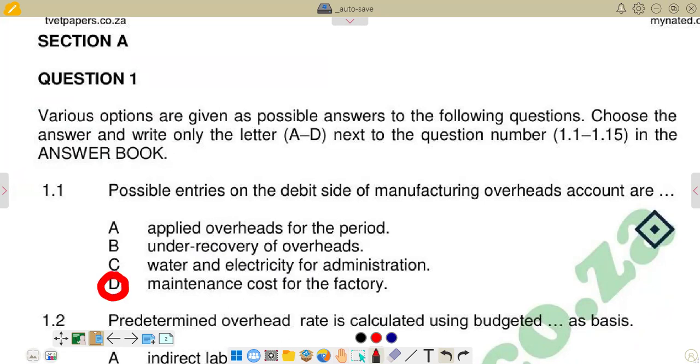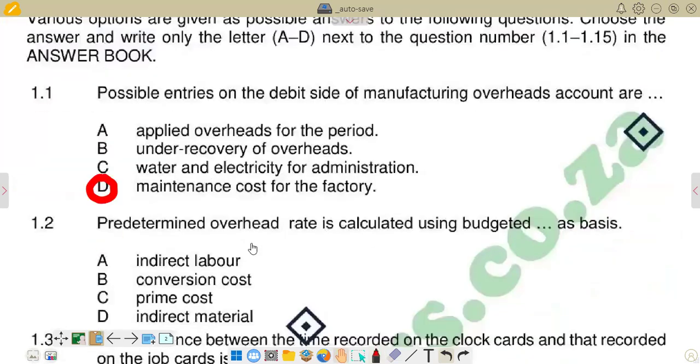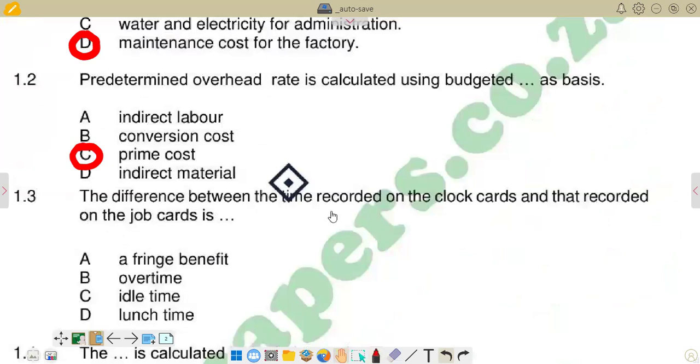Then we go to the next question, which is 1.2, and it reads predetermined overhead rate is calculated using budgeted dash basis, and we know that it uses prime cost, so we can just indicate prime cost as our most appropriate answer there. Then we go to the next one, the difference between the time recorded on the clock cards and that recorded on the job cards, we call it the idle time. So we have C here as our most appropriate.